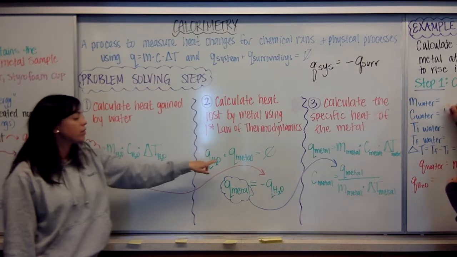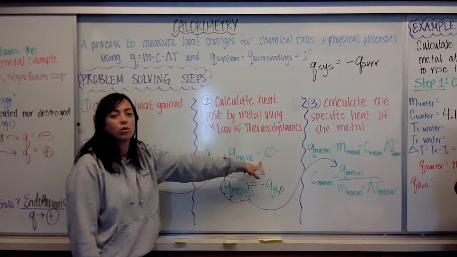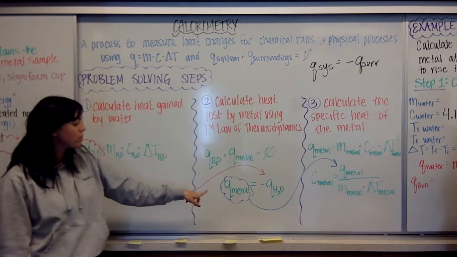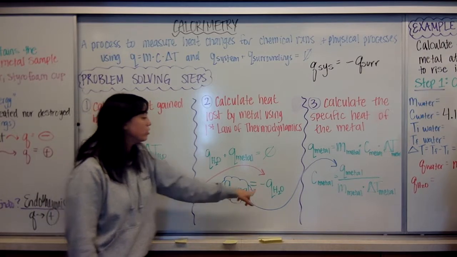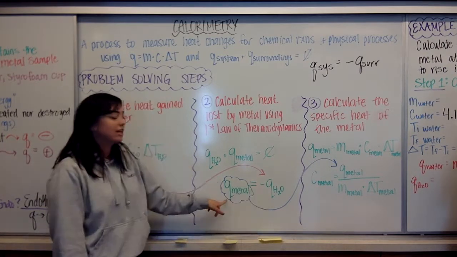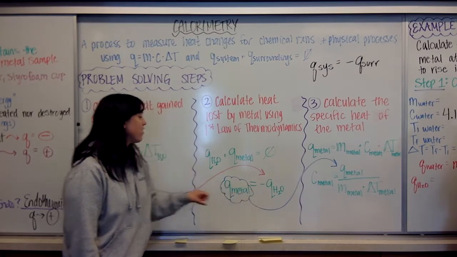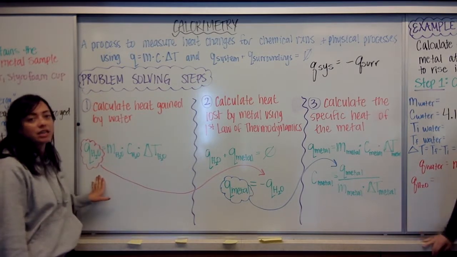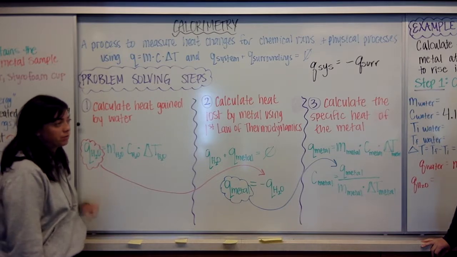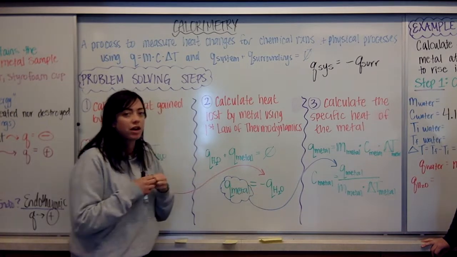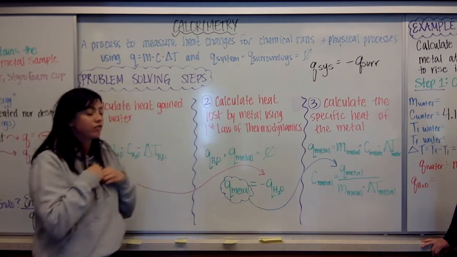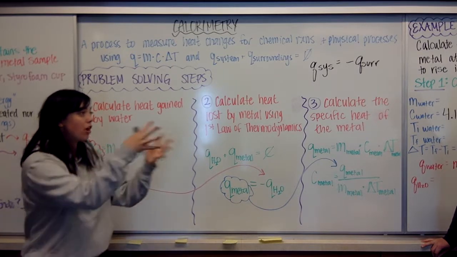Q water plus Q metal is going to be equal to 0. If I rearrange that formula, my Q metal is equal to my negative Q water. The heat lost by my metal is going to be equal to the negative value of the heat gained by my water sample. And it is negative because the metal is transferring that energy from itself to the surrounding water.